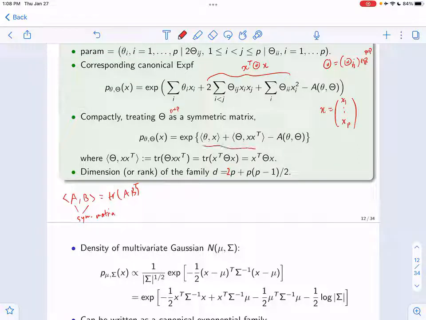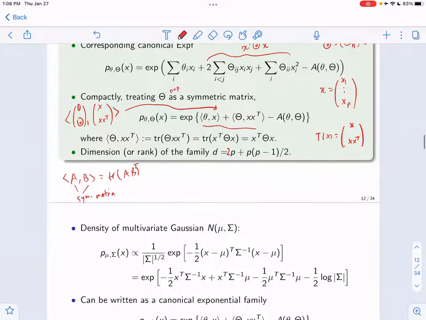If you write it this way, you can see it's just like theta times t of x, except that our t of x is now x and then x x transpose. This part is a matrix. But the whole thing is just the inner product of theta and x x transpose, with the inner product defined like this. It's just a summation of these two terms. So this makes it a little more compact. It's just notational convenience.